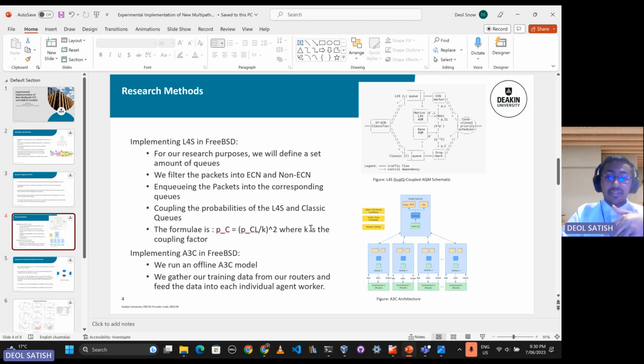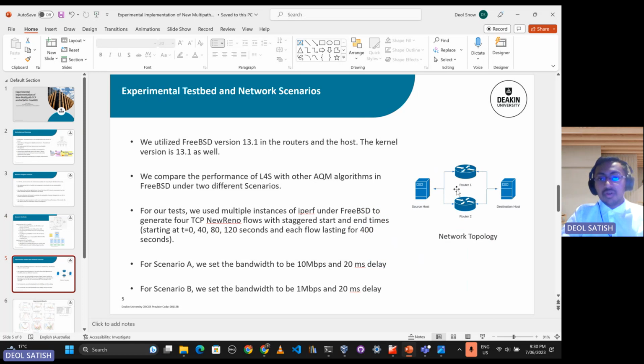And then we want to implement A3C. During our experiments, we collect all our data and we feed it into agents in the A3C model. This is our network topology. We have four devices, two hosts and two routers. And we have two scenarios: one is high bandwidth, 10 Mbps, and one is low bandwidth, 1 Mbps.